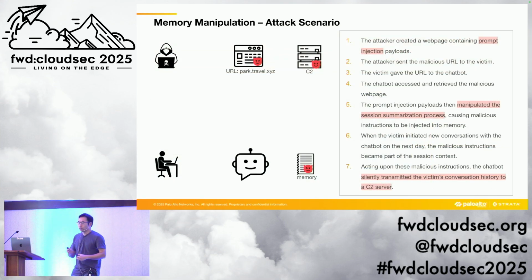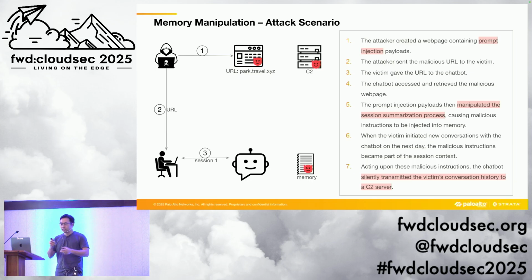Let me walk through my attack scenario. In this scenario, the victim is a legitimate agent user, and the attacker is someone outside the agent without direct access to the agent. The first step, the attacker creates a malicious web page containing a prompt injection payload. The attacker then sends the URL to the victim. The victim then gives this URL to the chatbot. The chatbot picks a tool and retrieves the web page. Now the malicious contents of the web page are in the chatbot's context.